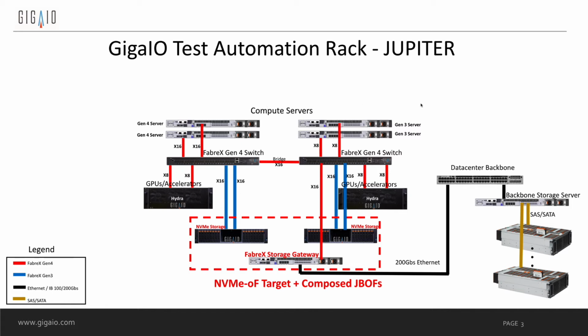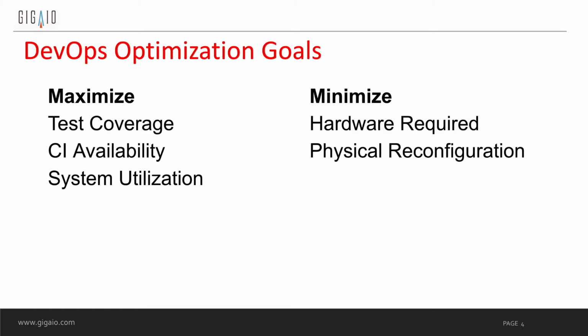But I think this best illustrates the flexibility that you have with GigaIO FabreX in terms of composability, and utilizing that composability to maximize your use case when you're running integration tests or other applications. As you can see from the previous slide, we have quite a bit of hardware here in this automation rack, and when you add in filling up the GPUs and the NVMe-oF storage slots, it's a significant investment.